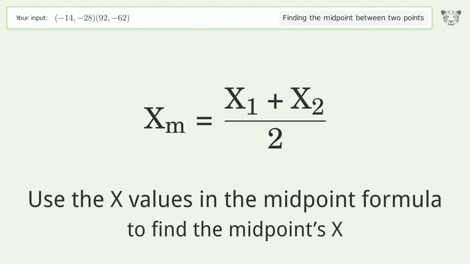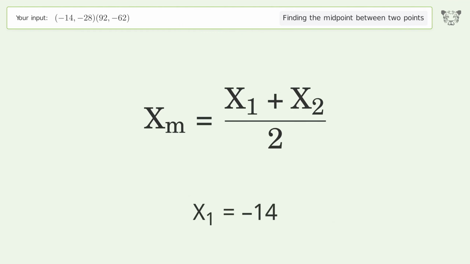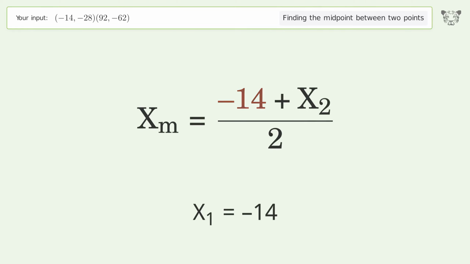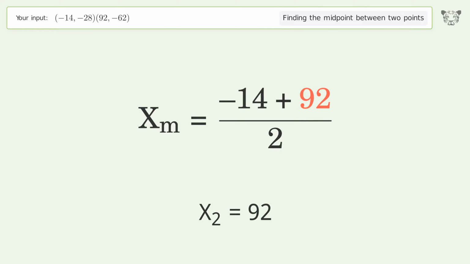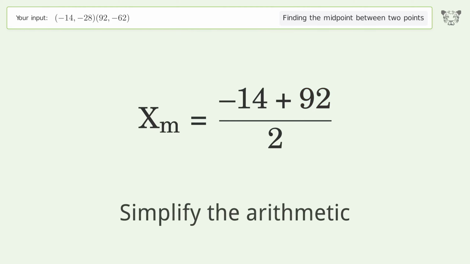Use the x values in the midpoint formula to find the midpoint's x. x1 equals -14. x2 equals 92. Simplify the arithmetic.